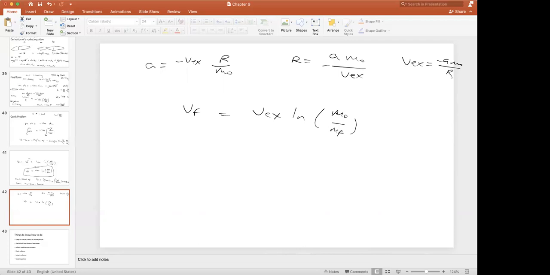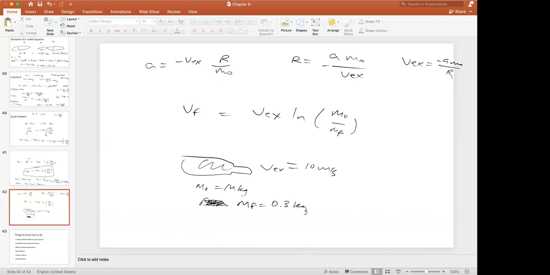So this could be anything. This could be a bottle, right, of Mentos and Dr. Pepper, right? And I tell you that vex is 10 meters per second, and I tell you that the initial mass of the bottle is 14 kilograms, and the mass final is 0.3 kilograms. And you can tell me what the final velocity will be from rest, because this is, if it starts from rest, right?